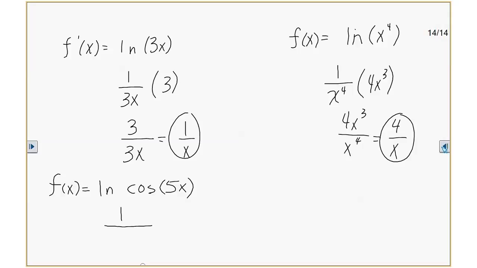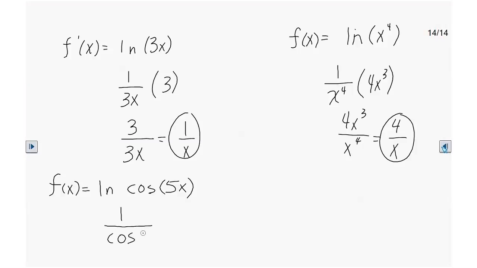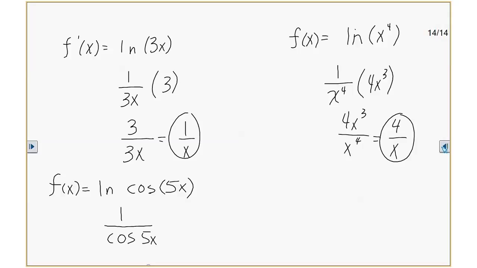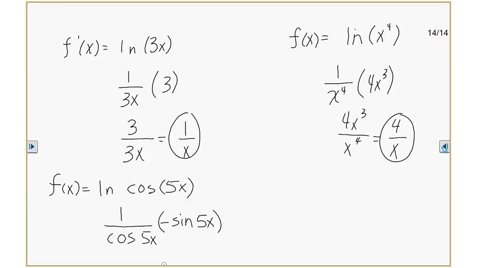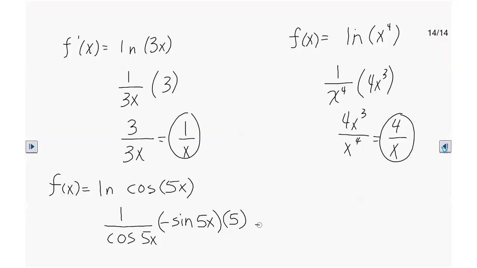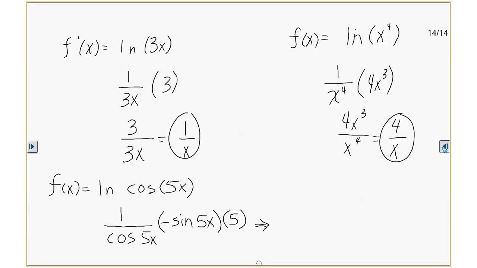Okay? And then multiplied by what? Well, the negative sine, and then what? Negative sine of 5x, and then what? Times 5. Now clean that up. There is a simplified answer. 2 more steps. Real simple answer.